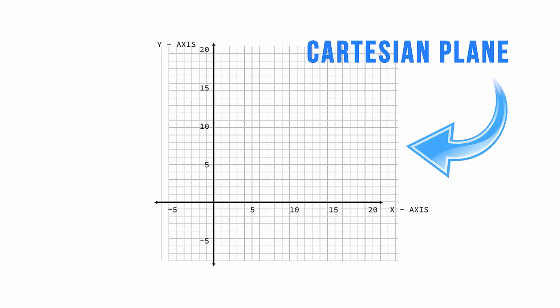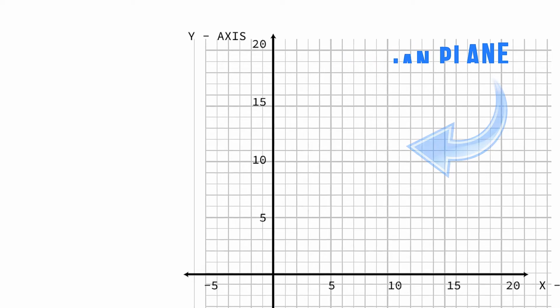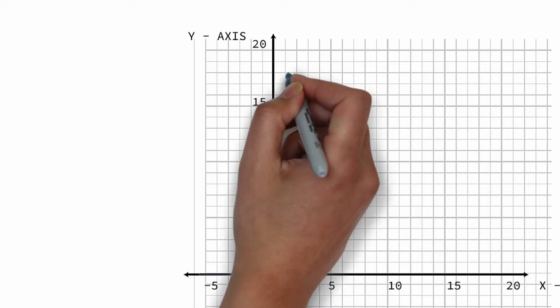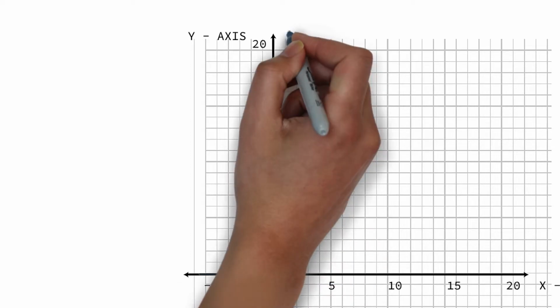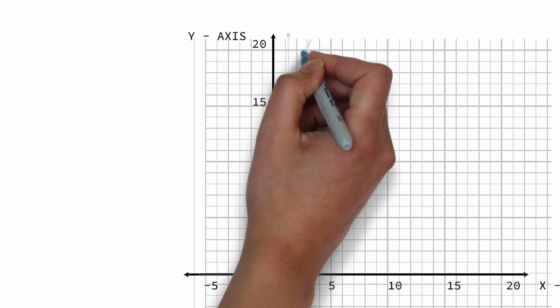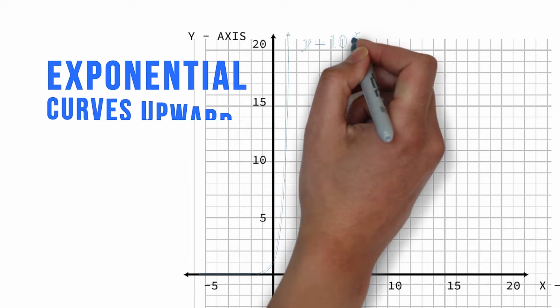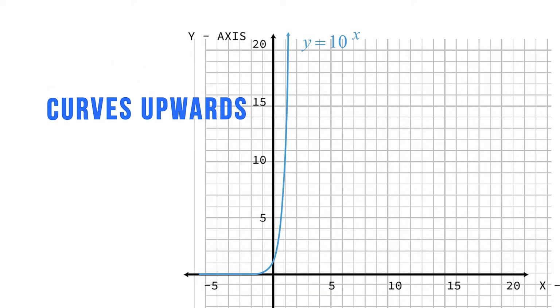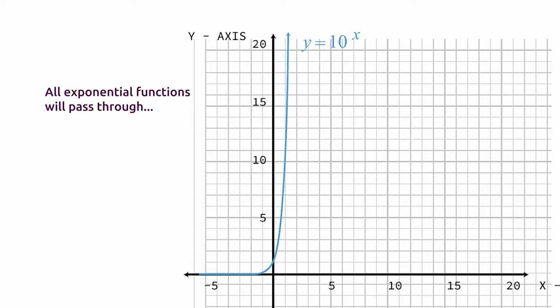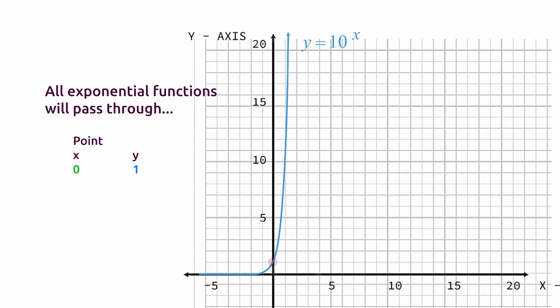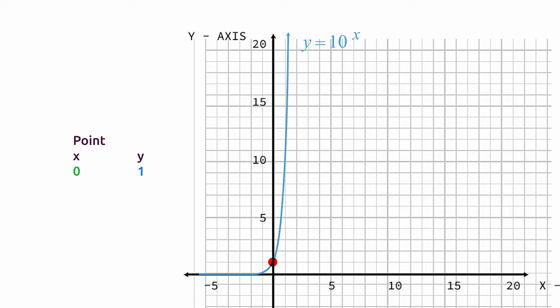If we draw the Cartesian plane and plot the graph of y equals 10 to the power of x, the graph looks like that. The graph is exponential and curves upwards in that manner. All exponential functions will pass through the point (0, 1), and that's simply because when x is 0, the value for y will always be 1.